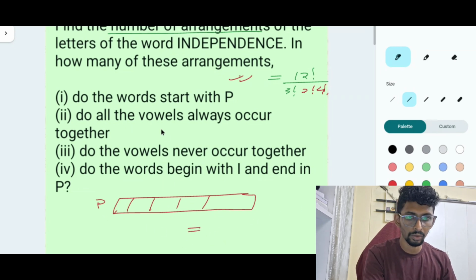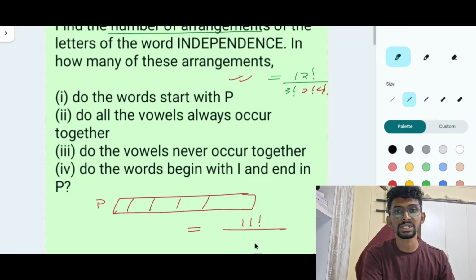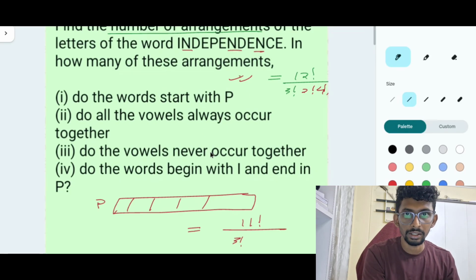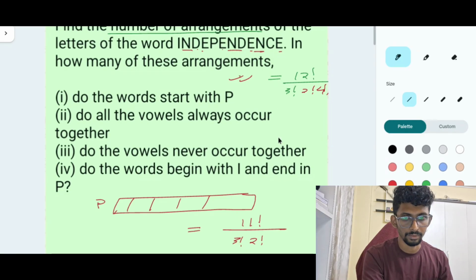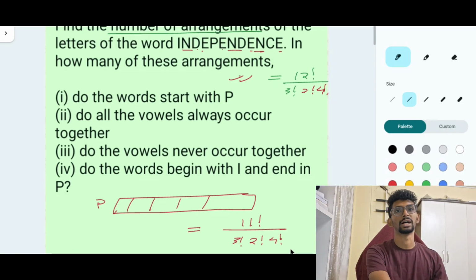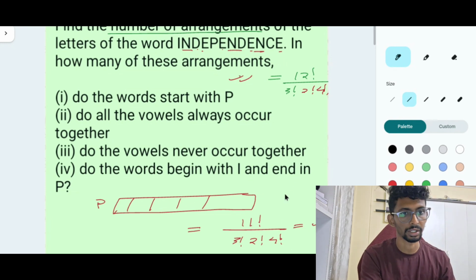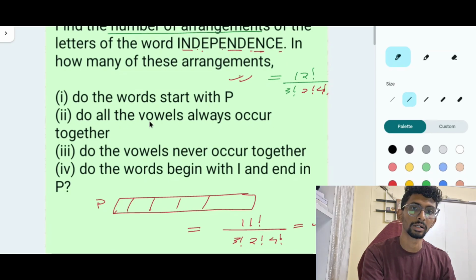The number of words can be found by doing 11 factorial because we need 11 more. But out of these 11, again N is repeating 3 times, divided by 3 factorial. Then D is repeating 2 times, again 2 factorial. And lastly E is repeating 4 times, so 4 factorial. So this is our answer. You can simplify this.